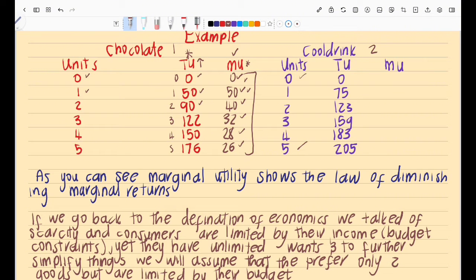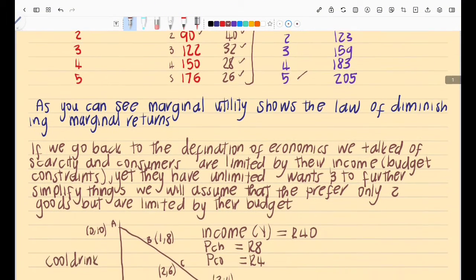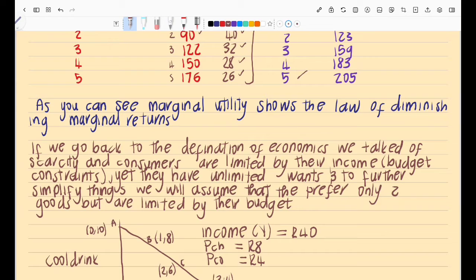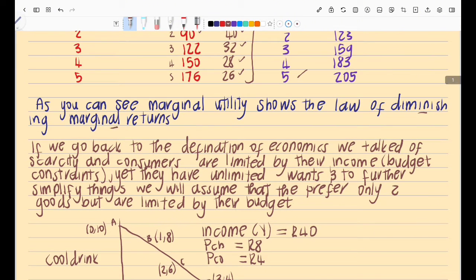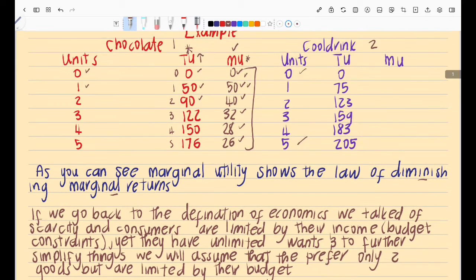So what this illustrates is a law that we look at in economics, and that law is called the law of diminishing marginal returns. And what this law tells us is that the more you consume, the lesser the benefit you get from that consumption, right? And that's what this law is about, and it's illustrated really in this example, right?